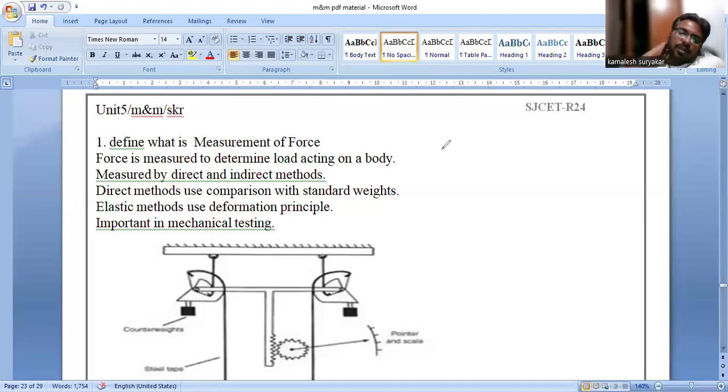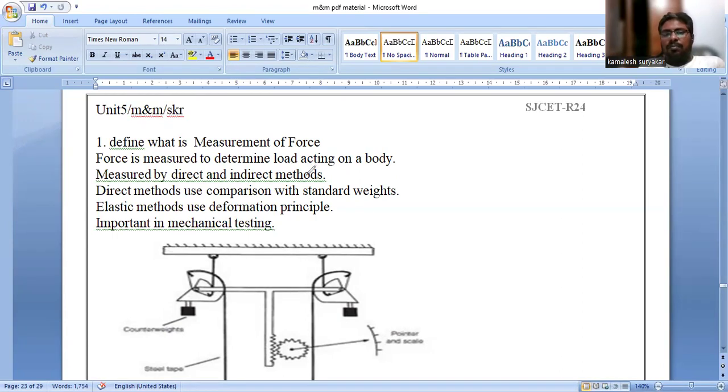Welcome to Unit 5 of the Measurement and Metrology subject. In this unit, we are going to study forces, and how forces are converted into electrical signals. Forces can be read by instruments, so we have to develop some instruments for force reading.